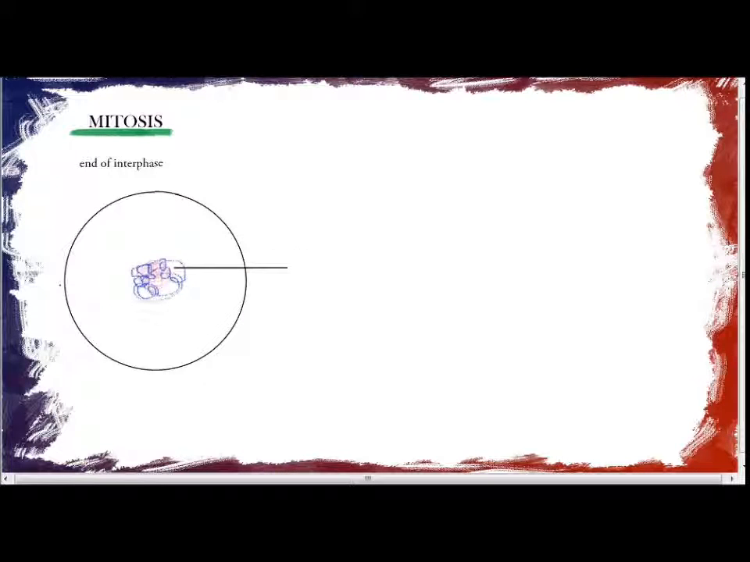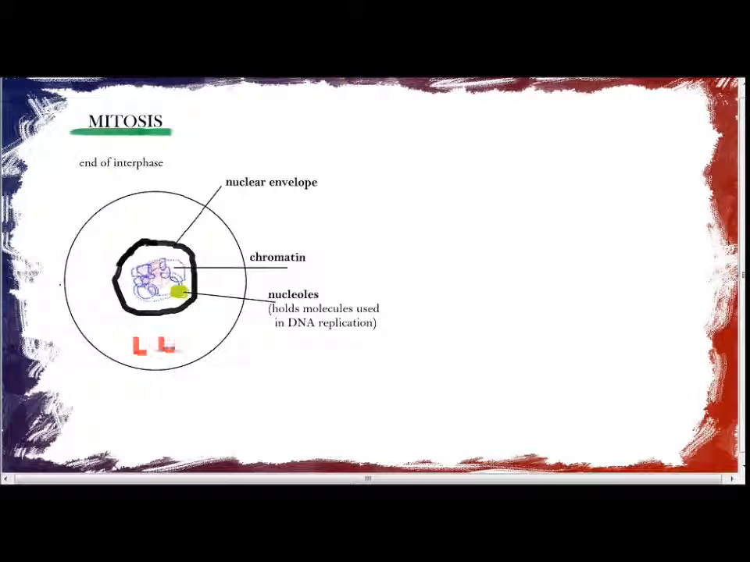So at the end of interphase, you have something that looks like this. This is a cell, and at the center of it, you have something called chromatin. Chromatin is surrounded by a nuclear envelope. Also inside of the nuclear envelope, you have this little thing called the nucleolus, which is just a compartment that holds molecules used in DNA replication. The red things at the bottom that I'm drawing are called centrosomes, but one of them is called an aster, and an aster is made out of 2 centrioles.